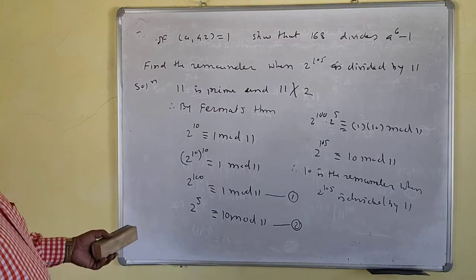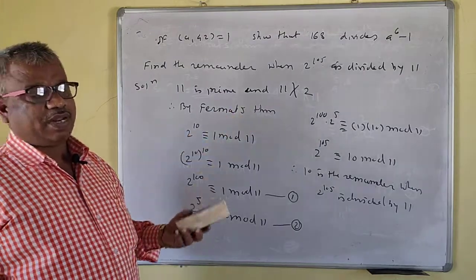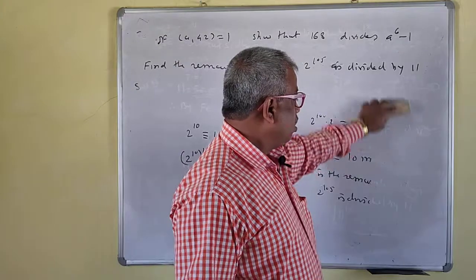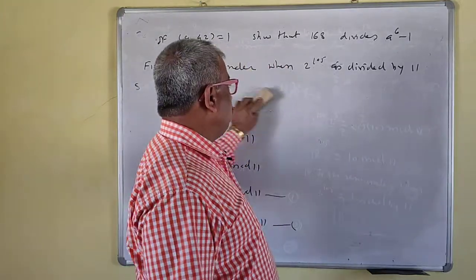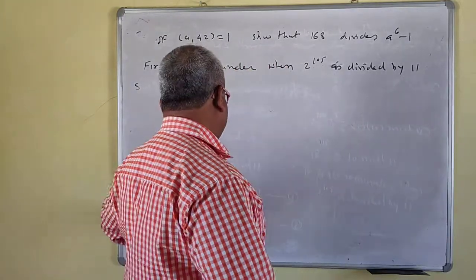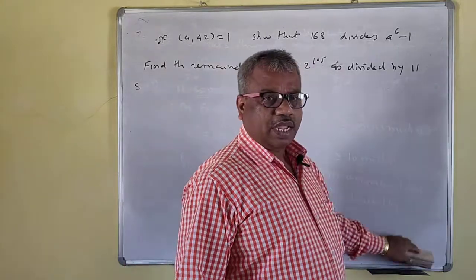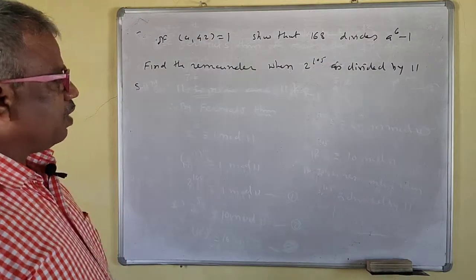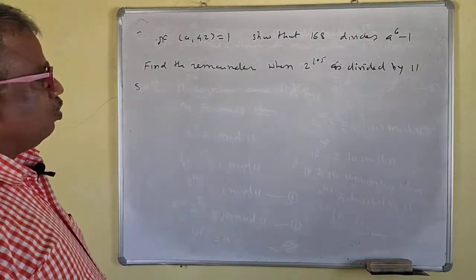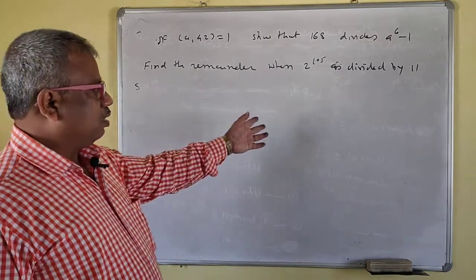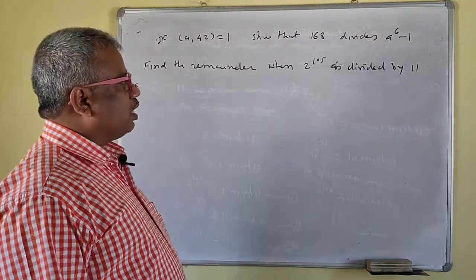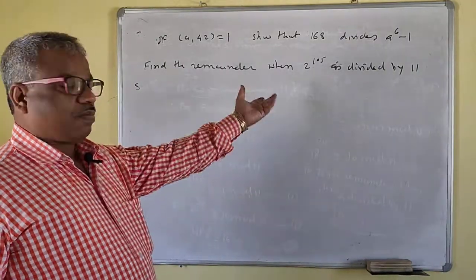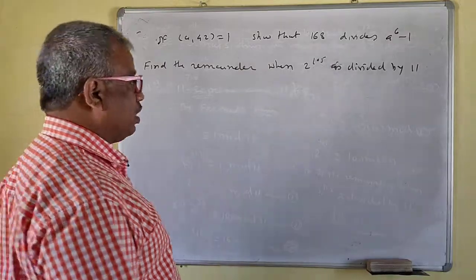So easily we can find the remainder with the help of Fermat's theorem, right? We cannot calculate 2 raised to 105 with a scientific calculator, because our scientific calculator is 8 digit or 12 digit. So it is very difficult to find the value of 2 raised to 105 using your pocket calculator or scientific calculator. But with the help of Fermat's theorem, we can easily find the remainder at least.